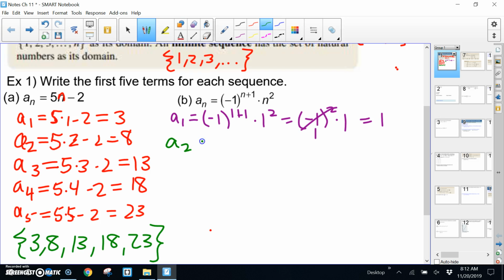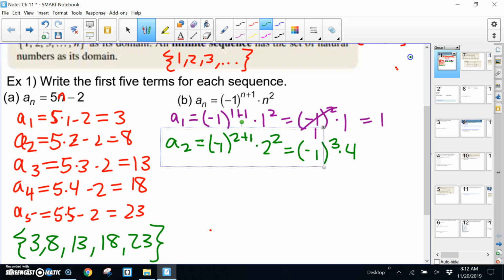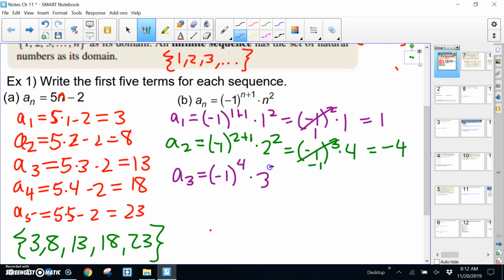The second term, a sub 2, you're going to plug in 2 everywhere it says n. So that's negative 1 to the 2 plus 1 times 2 squared. That's negative 1 to the third times 4. So negative 1 to the third is just negative 1, so that's negative 1 times 4, that's negative 4. Now we do A3. Negative 1 to the 3 plus 1, that's going to be 4 times 3 squared. Negative 1 to the 4th is 1. You're going to have times 3 squared. That's 9.